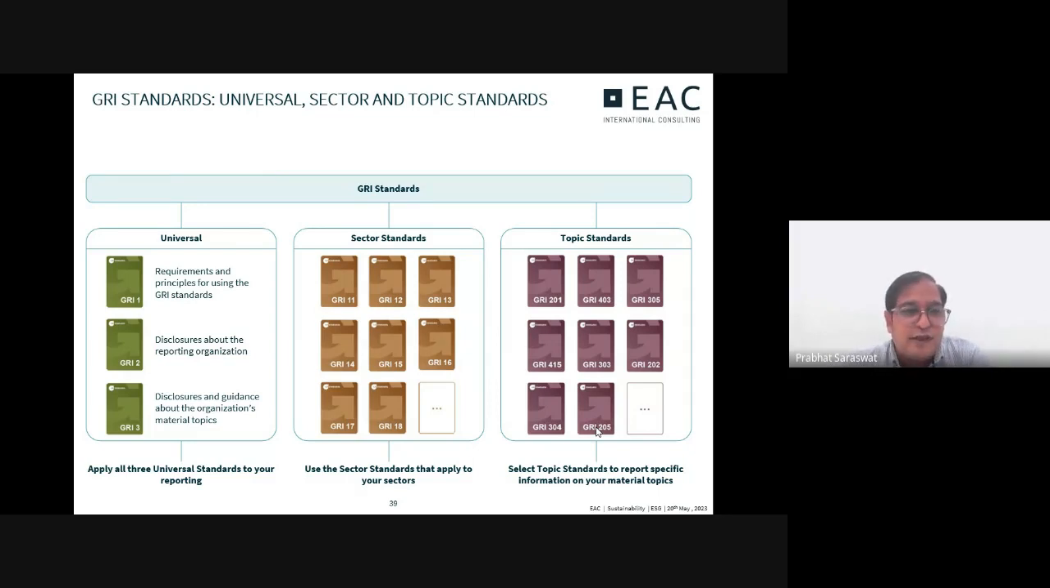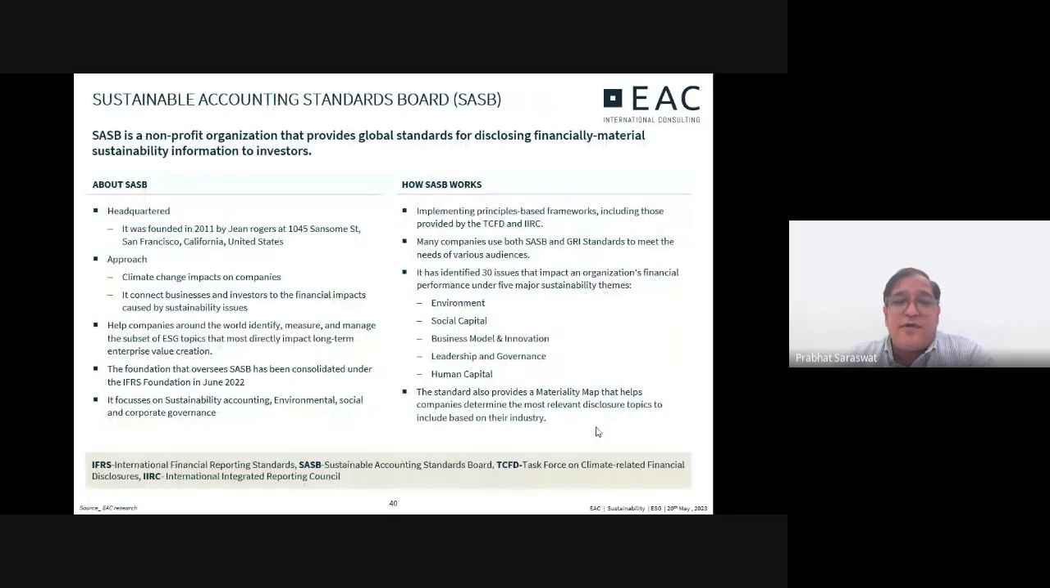GRI 1, 2, 3 we can apply for the universal approach, and for sector specific, like GRI 11, 12, 13. These are some different principles. I have mentioned them here for reference only, but the GRI guidelines are available. We can go through and understand each and every principle of GRI, for sector specific, universal, or topic specific. So SASB is another, the second most used standard for ESG disclosures.